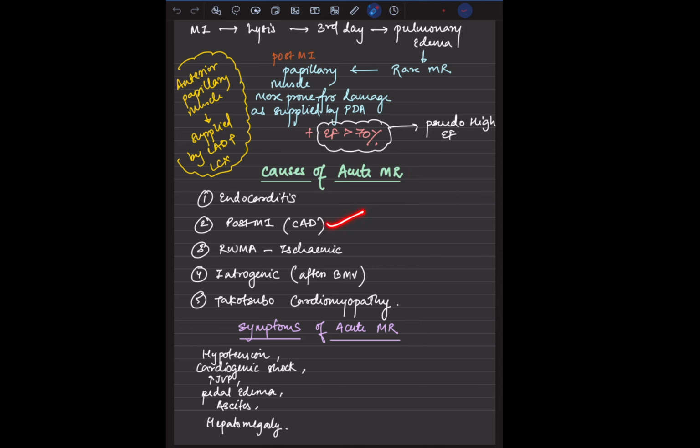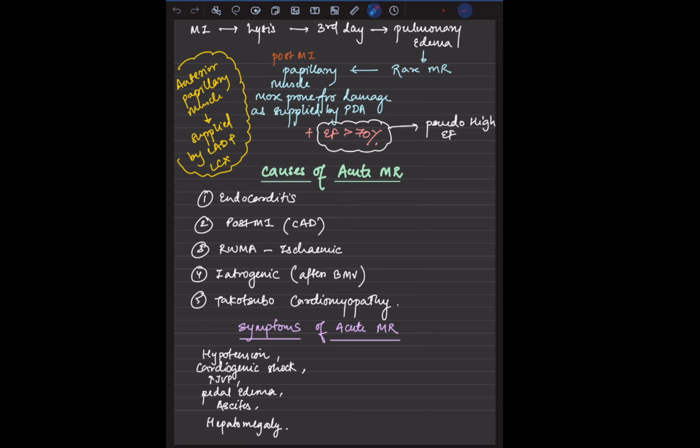Endocarditis is one of the causes. MI we have already talked about. Then we have ischemic causes, because of the RWMA, regional wall motion abnormality. Iatrogenic, that is mostly after balloon mitral valvotomy, and Takotsubo cardiomyopathy. These are acute causes, right?